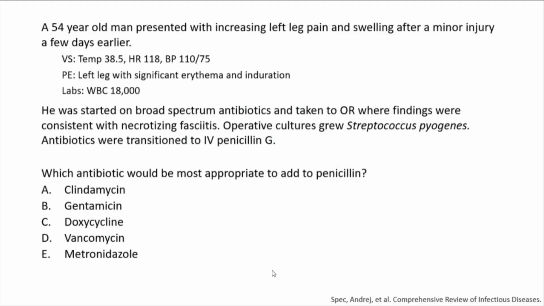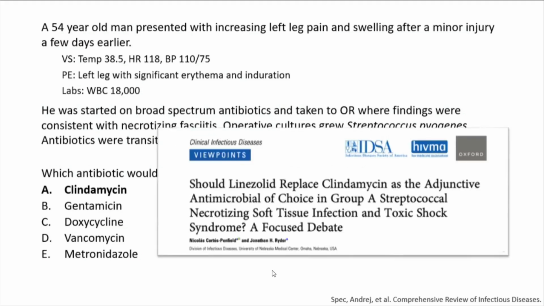Yeah. And what's something else you could use that's maybe not on this list of questions? Yeah. And so clindamycin is the right answer, clinda and penicillin for your severe group A strep infection.